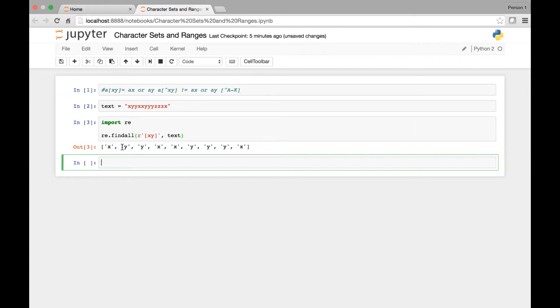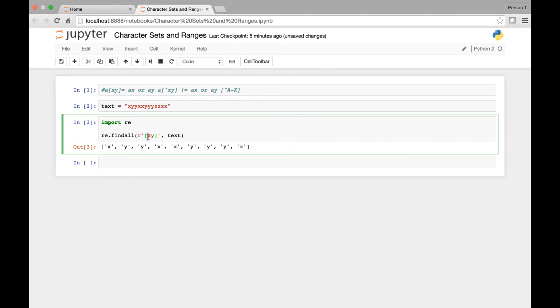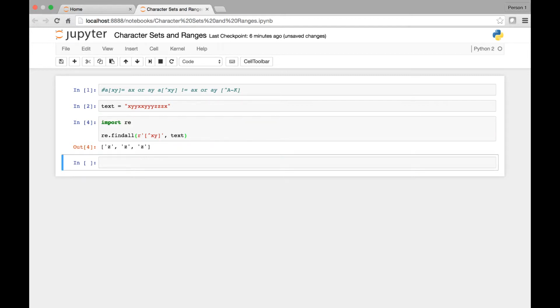So I got X, Y, Y, X, X, Y, Y, Y, X. So this looks for a pattern with either X or Y, right? All the Z's are excluded. Okay? What if I say exclude X or Y and run it? I only get Z, Z, and Z. Good.